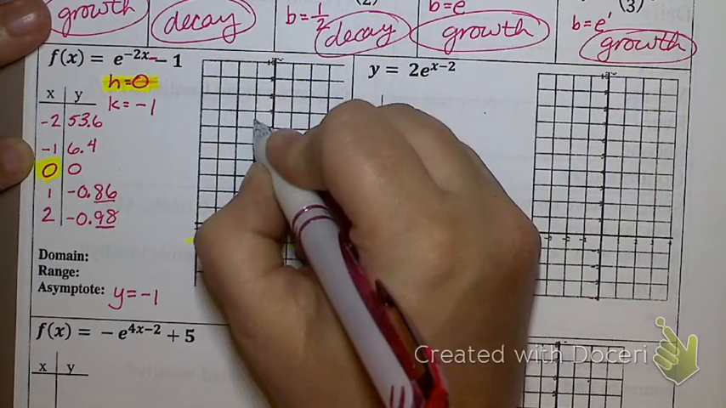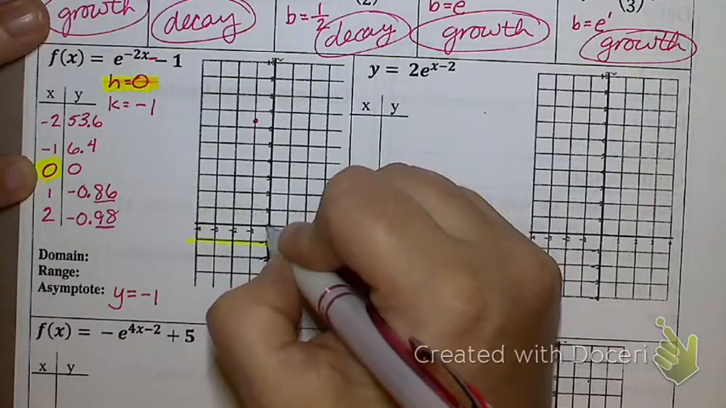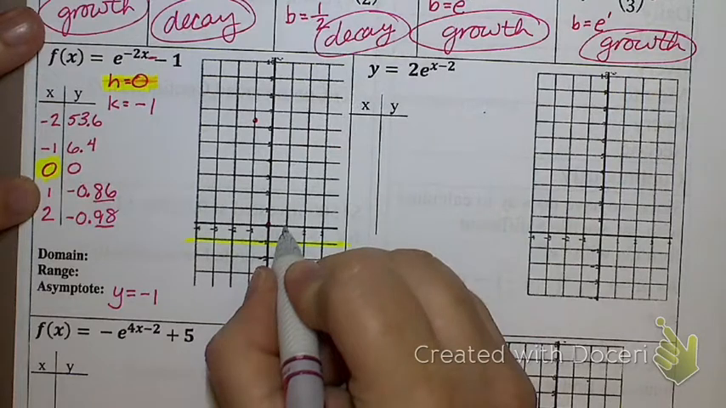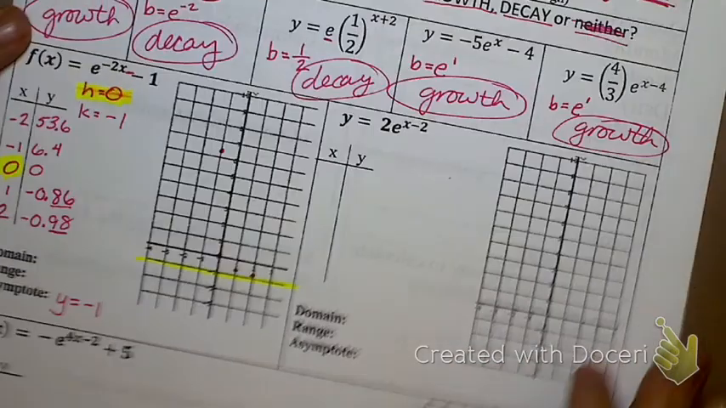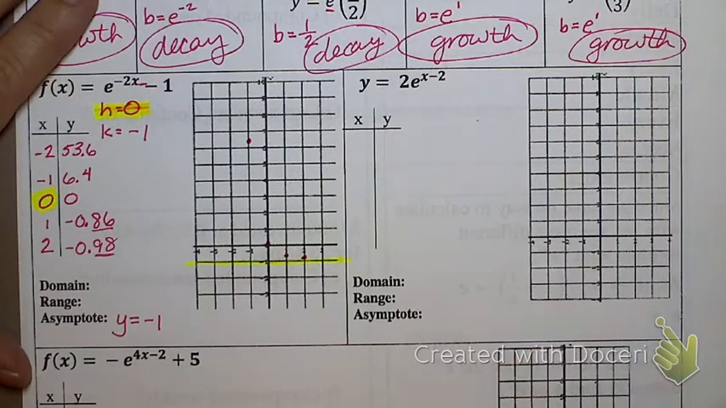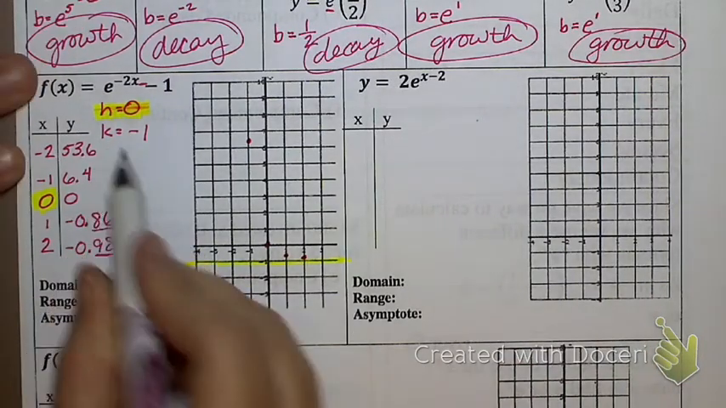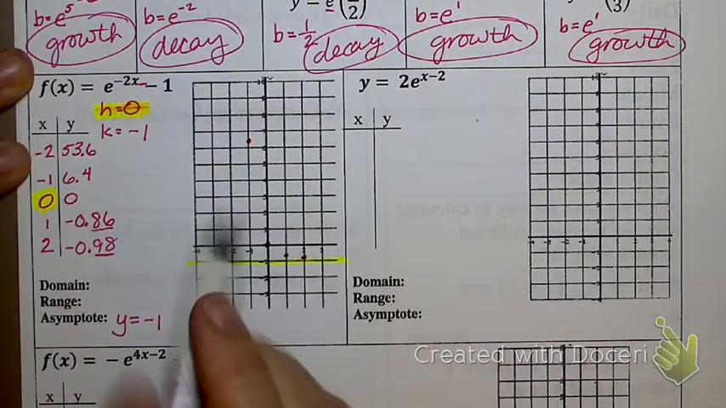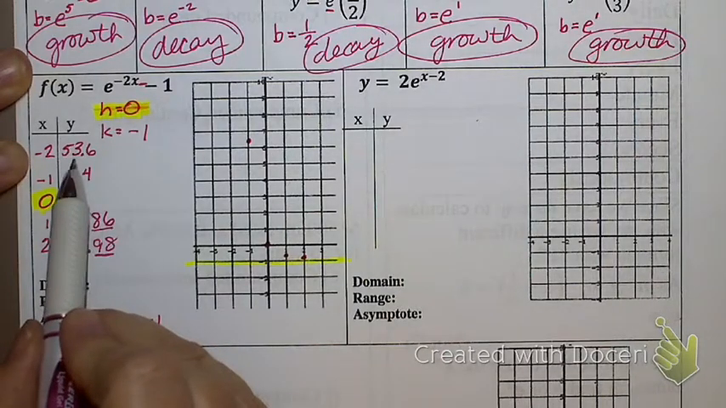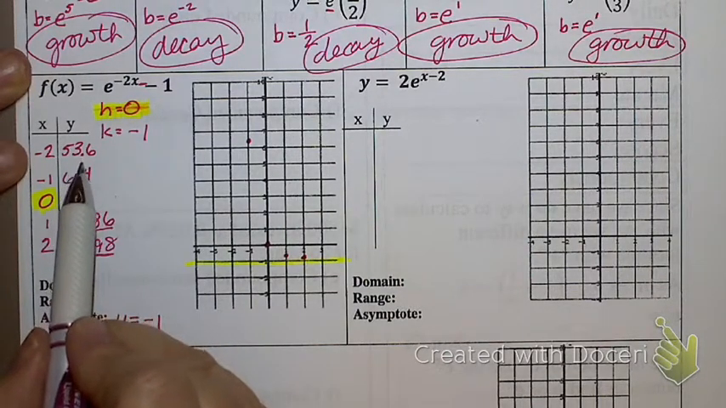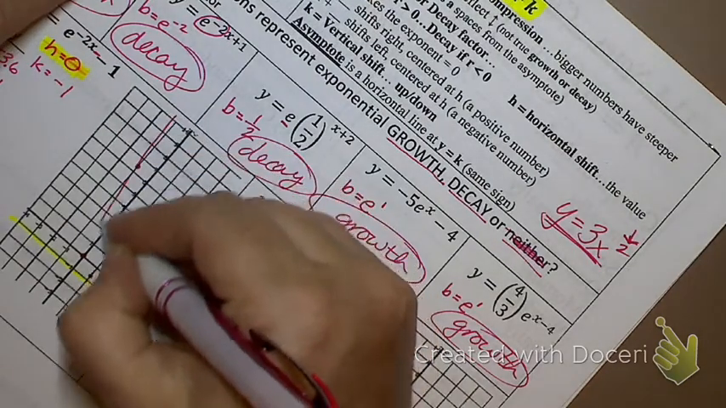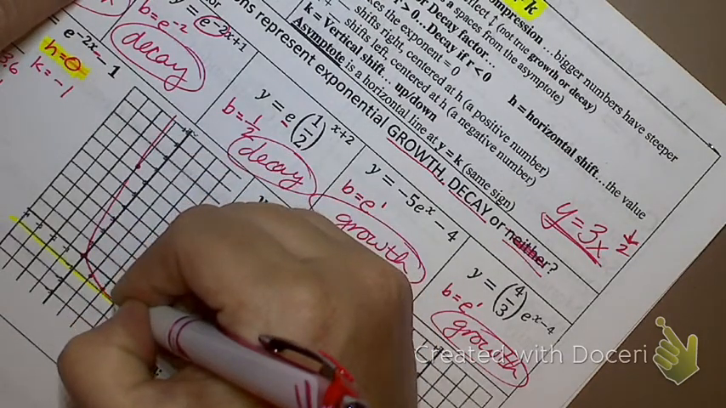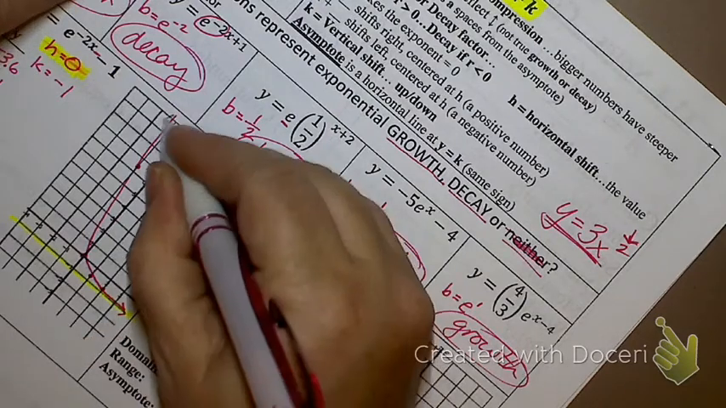-2 is 53.6, -1 is 6.4, 0 is 0, 1 is -0.86, and 2 is -0.98. One thing you will notice as you are using E is you are often going to get one end that has a ridiculously big number. E just tends to be kind of dramatic like that. So there will usually be one number, possibly two, that will not fit on your graph.